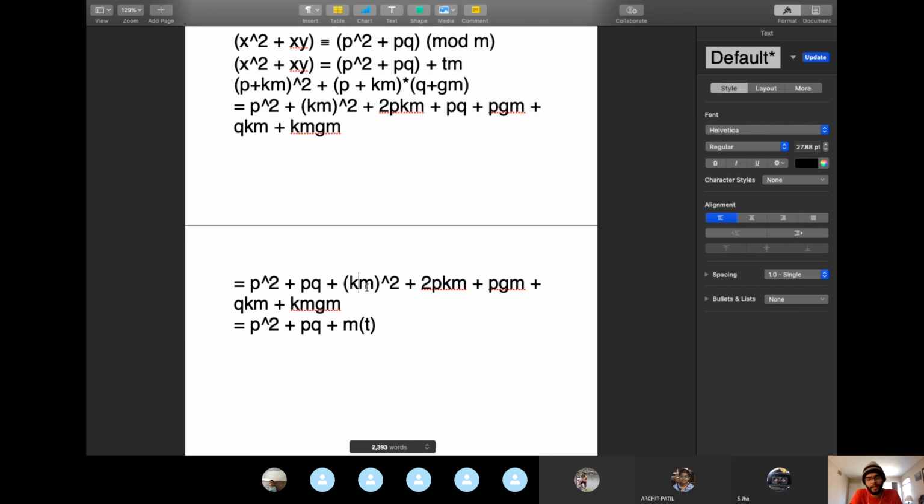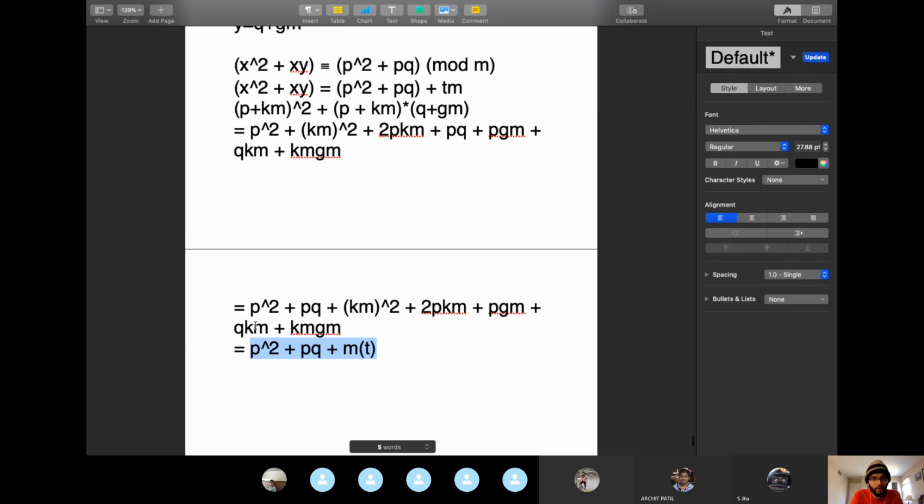This is something times 5 squared. This is 2 times something times 5. This is something times 5. This is something else times 5. This is something else times 5 squared. They are all going to be multiples of 5. So we can say the sum of all of this should be 5 multiplied by something.